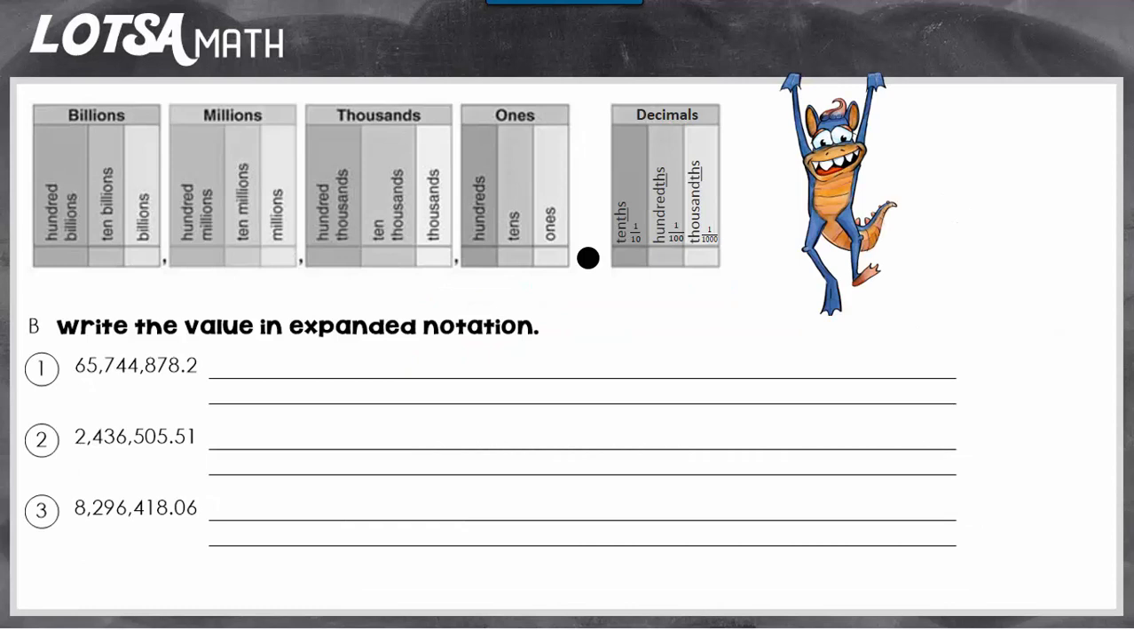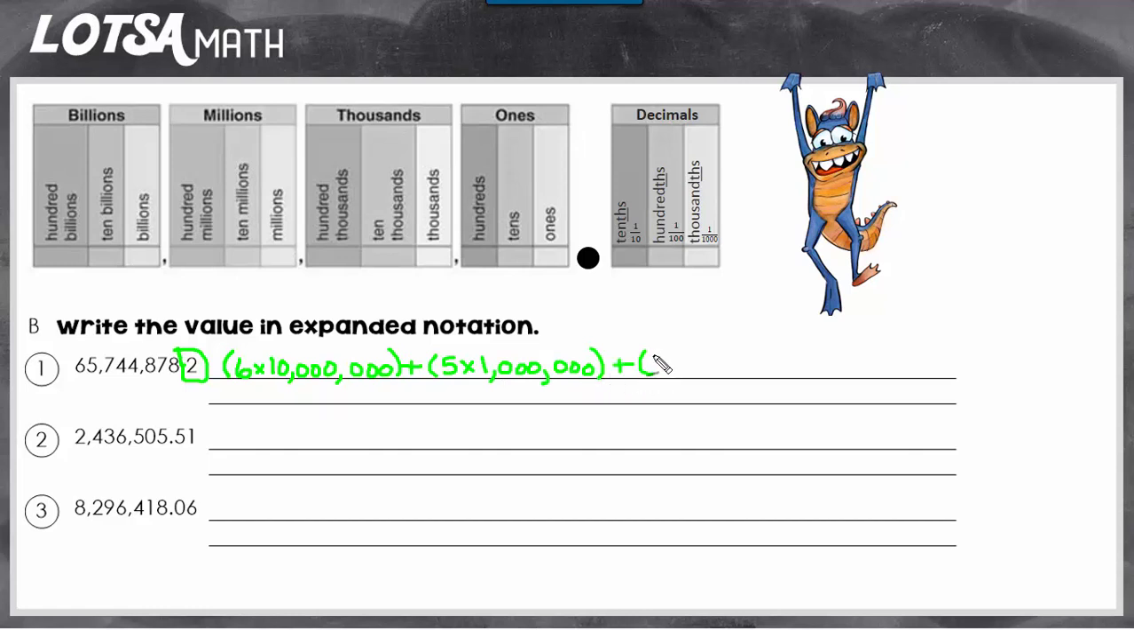On number 1, we see the number 65,744,878 and 2/10. So the first thing you want to do is just ignore the decimal for now, and we'll save it for last, and then do this part just as you normally would. So you start at your greatest place, and in parentheses you put the digit multiplied by the value of the place. And then you add on the next digit, which is 5, multiplied by the value of its place.